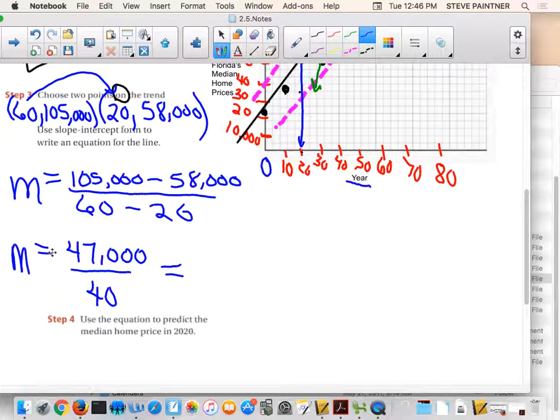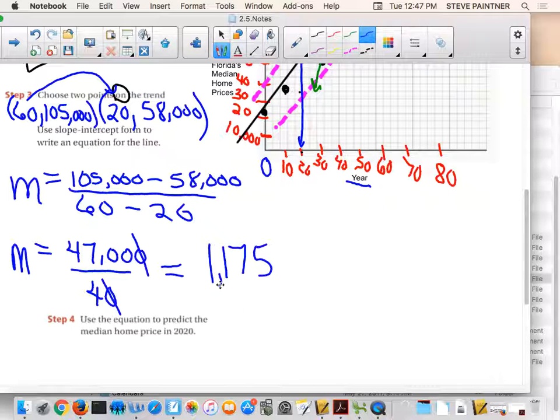Okay, the zeros would cancel there. If you want to do 4,700 divided by 4, go for it. What does that come out to? I can't do it in my head. I don't want to do it in my head. I want you to help me out. I think it's close to 1,200. 1,175. Okay. 1,175 is the slope.